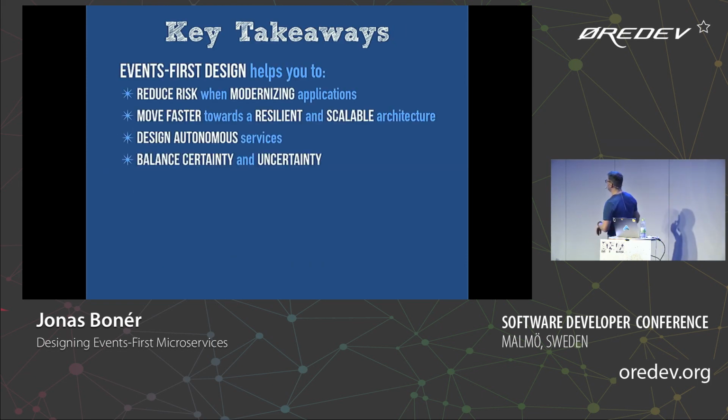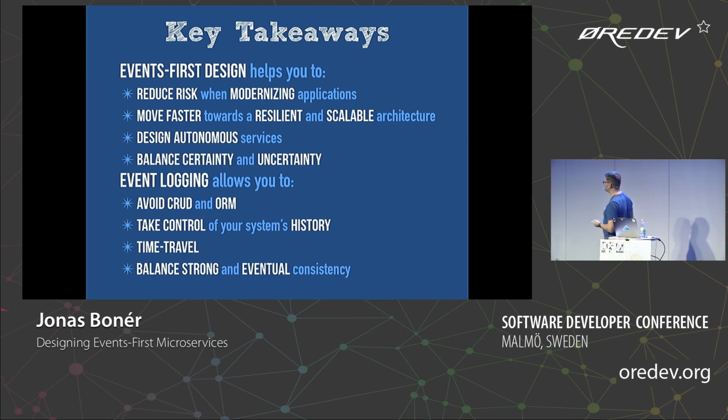So key takeaways here: events-first design really helps us reduce risk when modernizing applications. It helps us move faster towards a resilient and more scalable architecture. It puts us on the right path to design really autonomous services, which goes hand in hand with resilience and scalability, in my opinion. And it helps us balance certainty within the aggregate, within the service, with the uncertainty between, and being okay with uncertainty where it has to be, because we can still play safely within our little tiny boxes, so to speak.